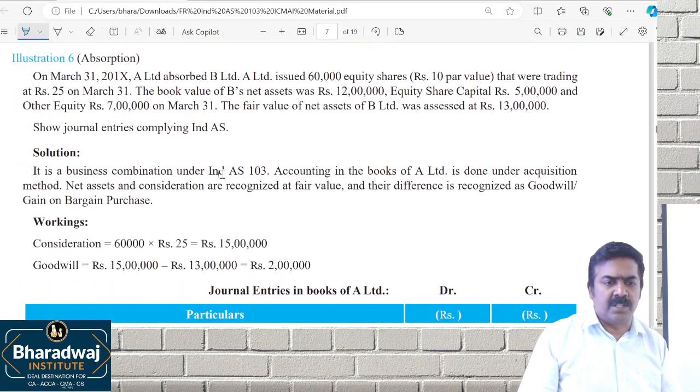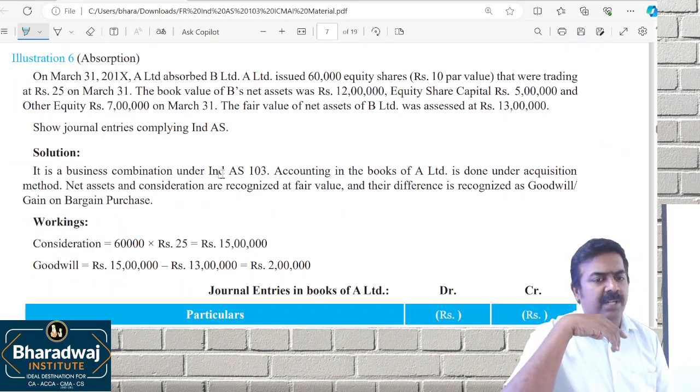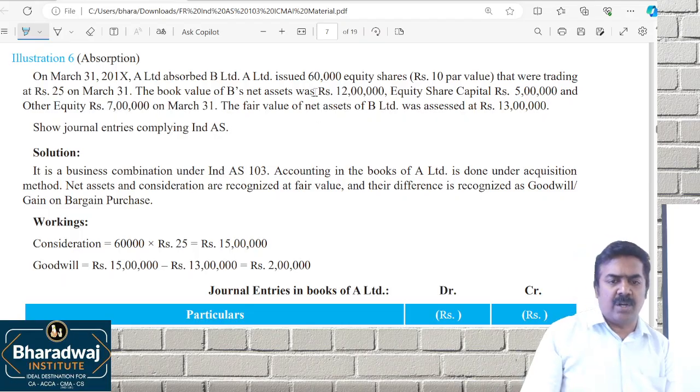Next, question number 6. A Limited absorbed B Limited. A Limited issues how much? 60,000 equity shares which are trading at 25. It is a repeated illustration kind of thing only. Book value of net assets are 12 lakhs. Equity share capital, other equity is given. Fair value of net assets are given.